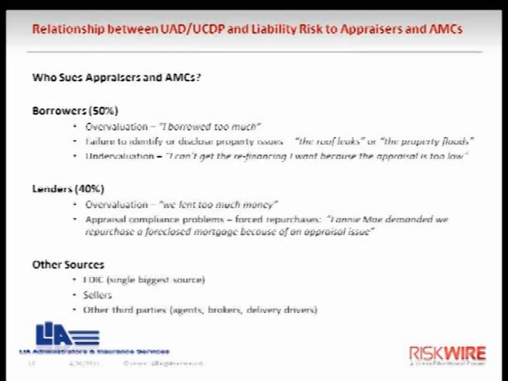Basically, the GSE forced repurchase issue is a gigantic liability issue for lenders, and that liability trickles down to AMCs and appraisers. Now, just to round out who the sources of the other claims are against appraisers and AMCs, I can point out that the FDIC is the single biggest source right now of lawsuits against appraisers and demand letters. And then we also see some claims from sellers and other parties like agents, brokers, even UPS delivery men. But we don't expect those types of claims to be affected by what we're talking about here today.